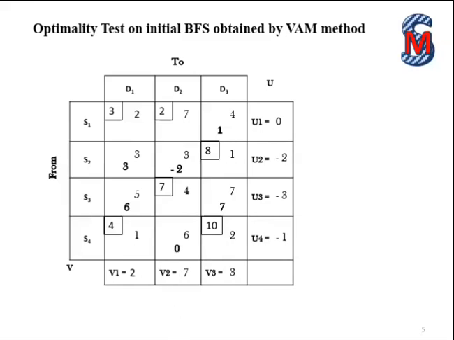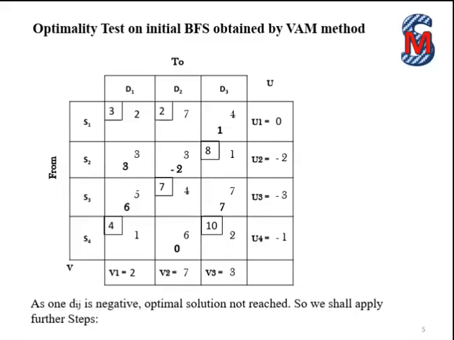Now we can see that all Dij's are not greater than or equal to 0, as the Dij of cell S2D2 is minus 2, which is negative. So optimal solution not reached. So we shall apply further steps.